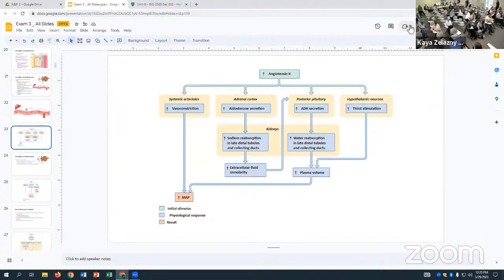And basically, the same thing is happening to the potassium, but in the opposite direction.